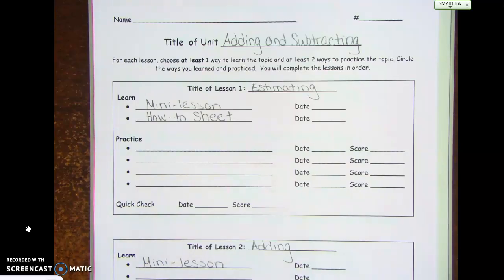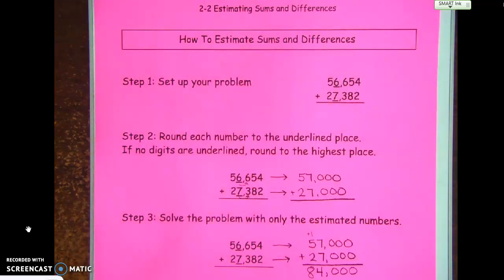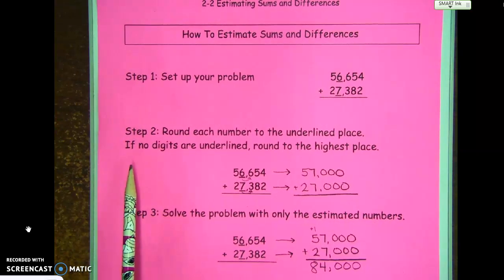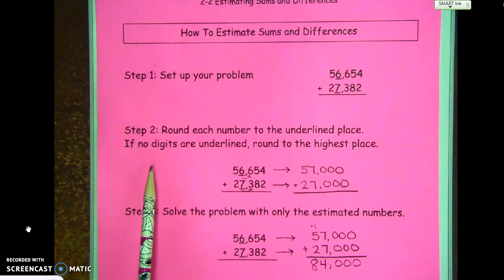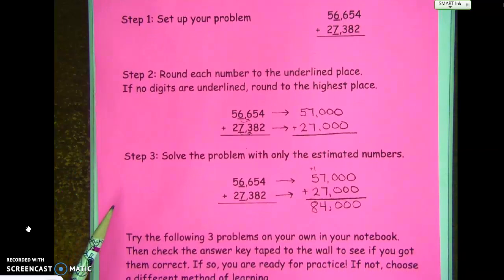So I've decided that for lesson 1 on estimating, I'm going to use a how-to sheet. And I really just wrote it up as if I were going to explain it to students. So I took them through step by step on how I would estimate either adding or subtracting. And you can see that for some of the problems, I underline what place I want them to round to. And then I'm also saying that if no digits are underlined, they are going to round to the highest place. So I'm walking them through each step, showing them what that looks like.